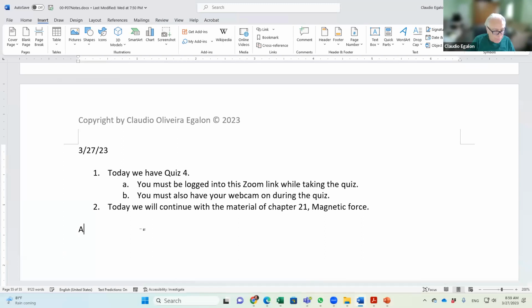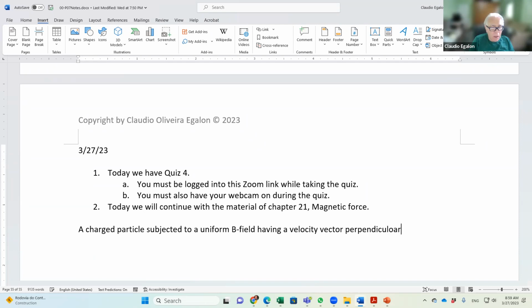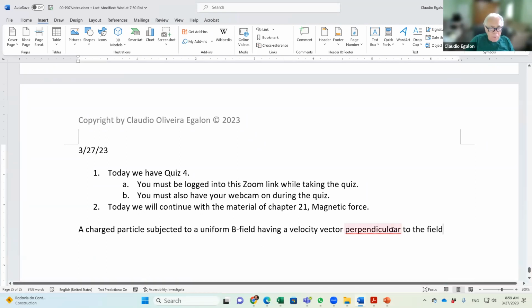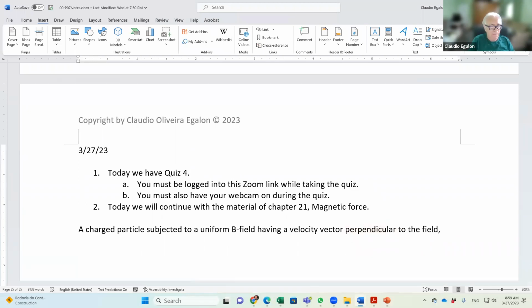And a charged particle subjected to a uniform B field, having a velocity vector perpendicular to the field, will undergo uniform circular motion with the magnetic force perpendicular to the vector velocity. Okay?